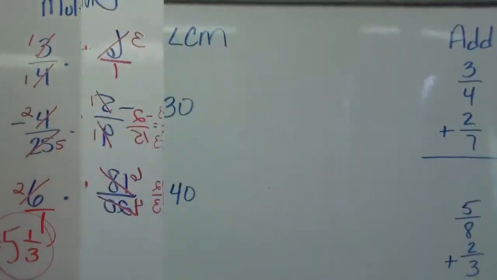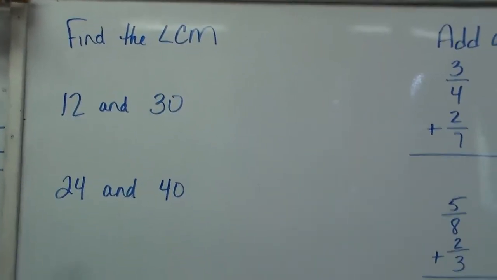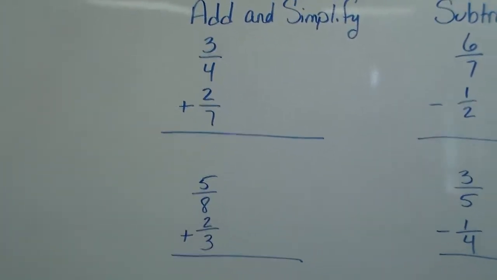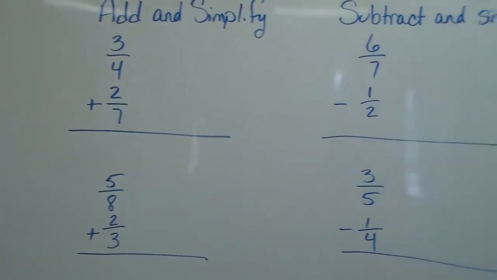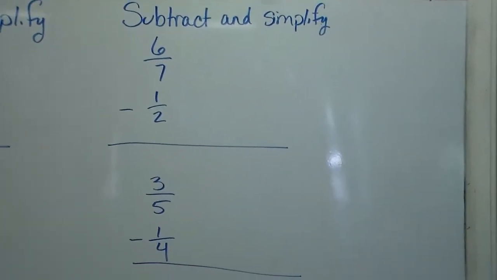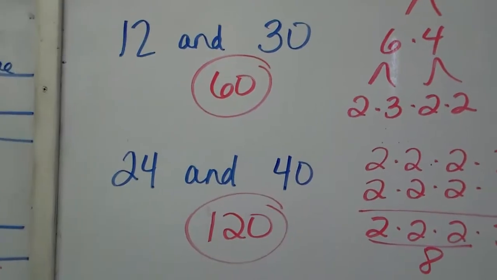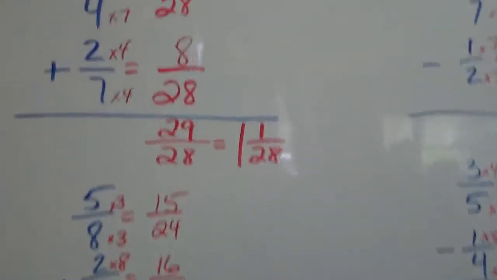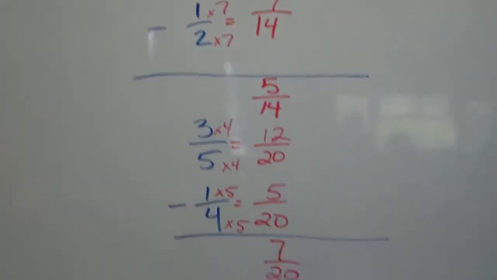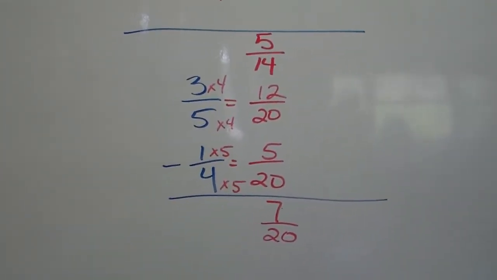To start chapter 4, we're going to find the least common multiple. We're going to add 2 problems and simplify, and then subtract 2 problems and simplify. Here are our quick answers. And stay tuned while we work them out together.